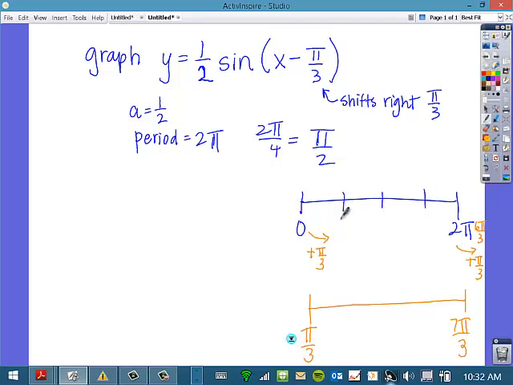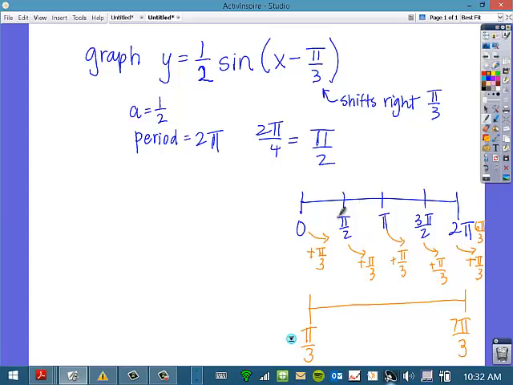So there's a couple ways you can go about this. So normally it would be 0, pi over 2, pi, 3 pi over 2, and then 2 pi. What you could do is you could just add pi over 3 to each of the pieces, because you're shifting everything to the right pi over 3. So you need to have a common denominator to add those fractions together.